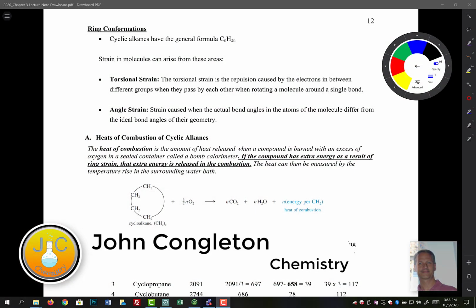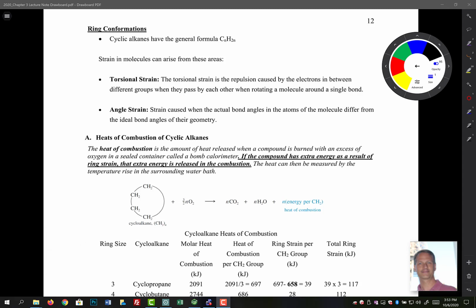Look at the conformations of rings now. So rings are a little bit trickier, but we'll make our way through them. A couple things first. They have the general formula CnH2n. So they're missing two H's so that we can connect the ends together to make a ring.